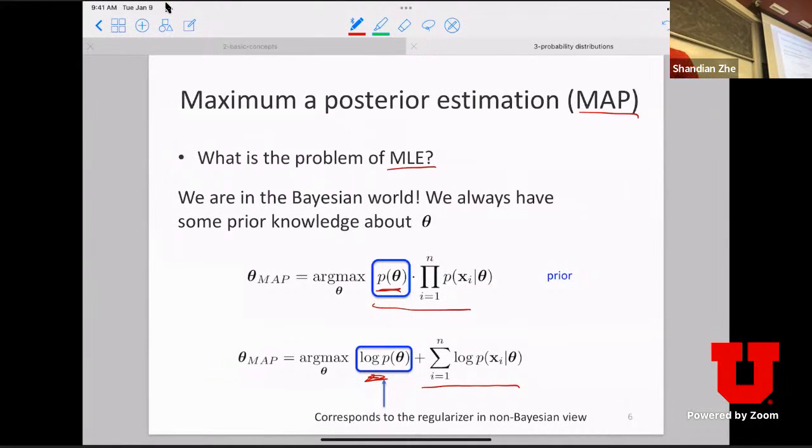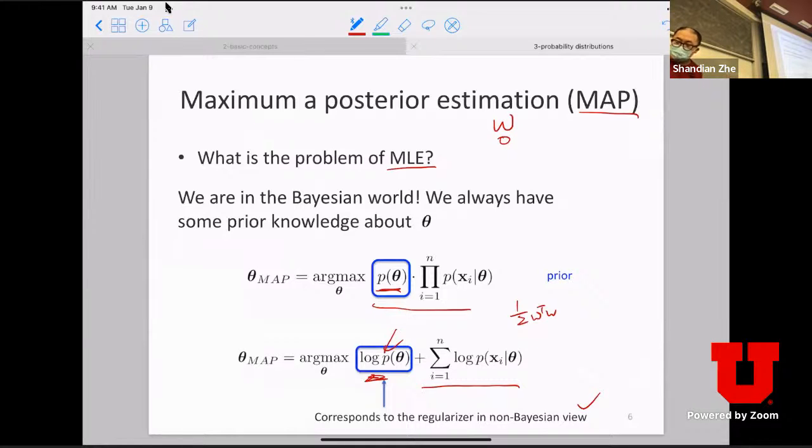In a non-Bayesian view, this term is often considered a regularization term. You don't want your model to overfit the data, so you want to regularize the parameters. A very commonly used regularizer is just the norm. Suppose this is your neural network, parameterized by the neural network weights.